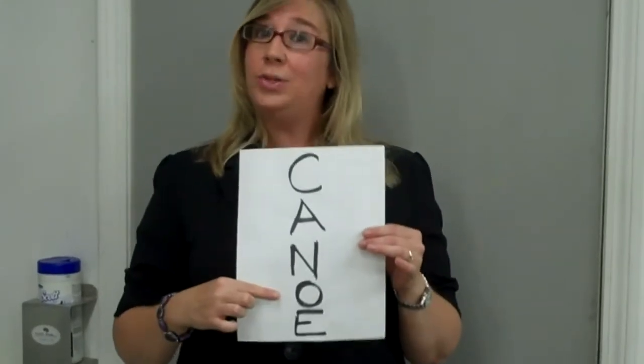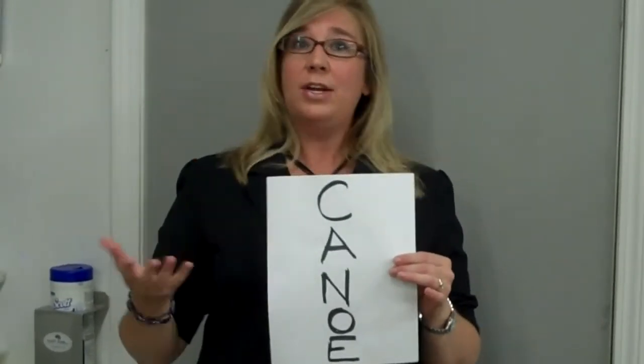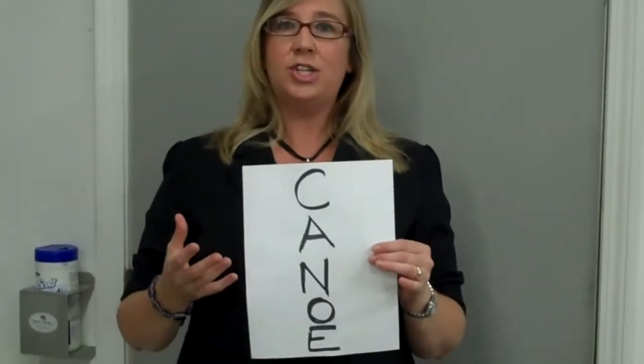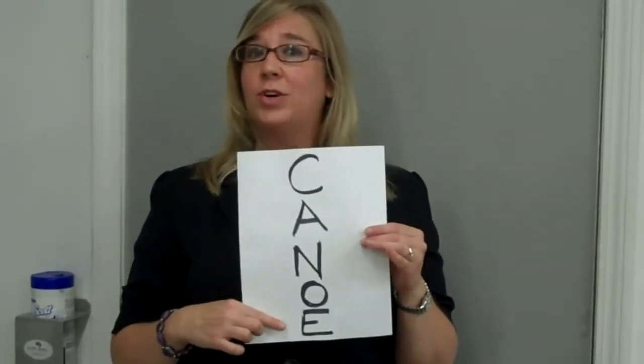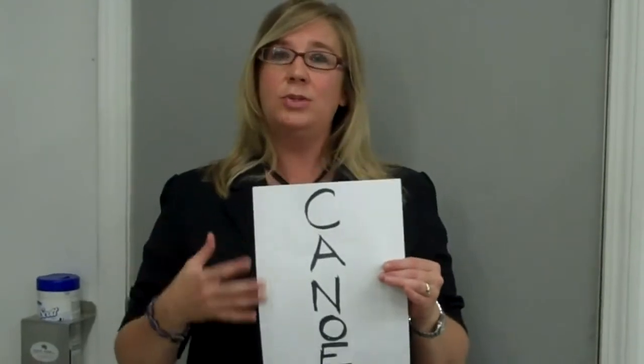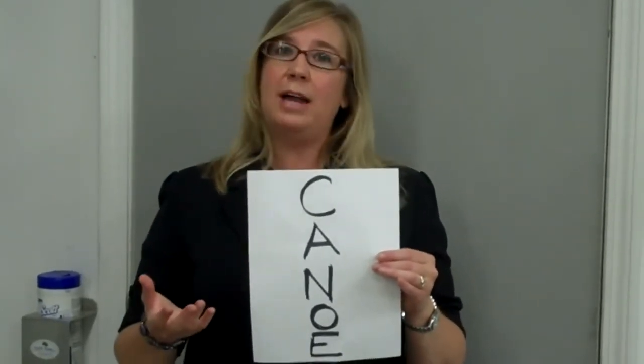The O is open to new experiences. Do you like to try new things? Do you like to travel? Are you adventurous? Do you like to meet new people? And then the last one is the E, and that's for extroversion. And that's how outgoing you are. Do you enjoy being around a lot of people? Do you have a lot of friends?